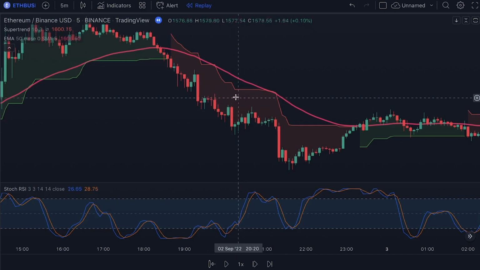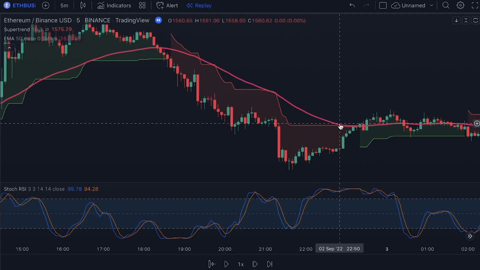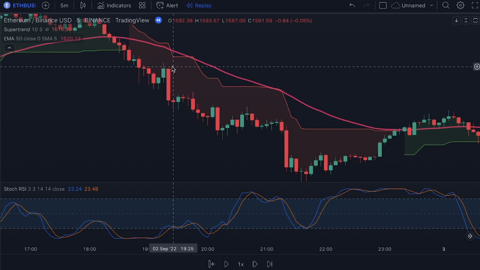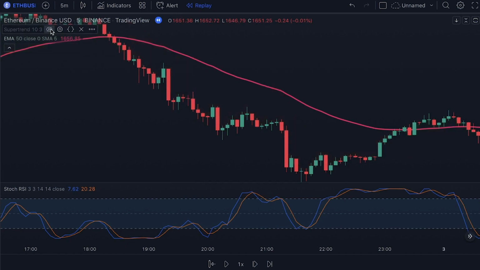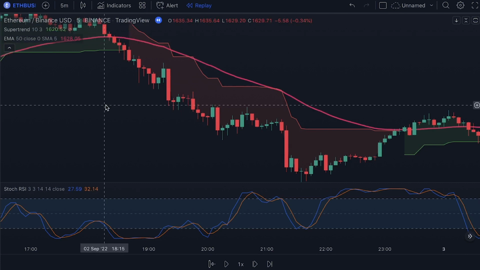Similarly, if the super trend is red and the price is trading below the 50 moving average, just like it is here in this range, we're only allowed to take short positions. So now that we have a confirmed downtrend, which is confirmed both by super trend and the 50 EMA, it's time to look for a short entry.